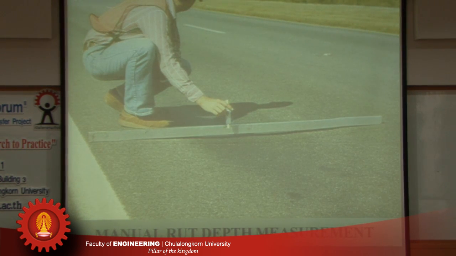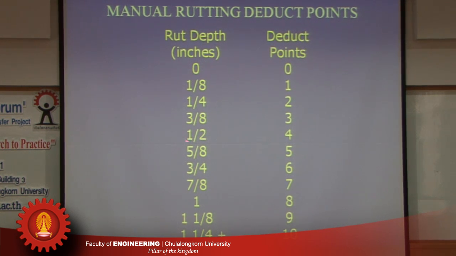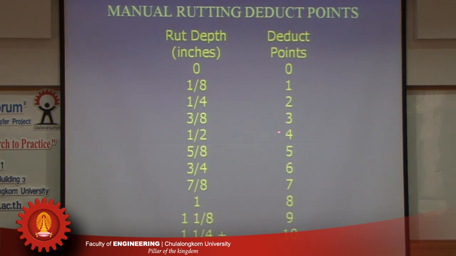To get an accurate measurement, it needs to be done manually. Basically, you place a horizontal bar across and measure it. With the high-speed profiler, you can get a quick estimate of the rut depth. If it's done manually, we use the same deduct point system. So if you have a rut depth of half an inch, we still have 4 deduct points, and so the rutting rating would still be 6.